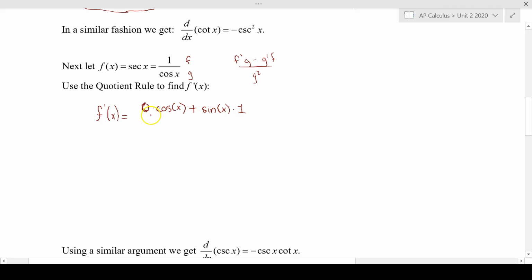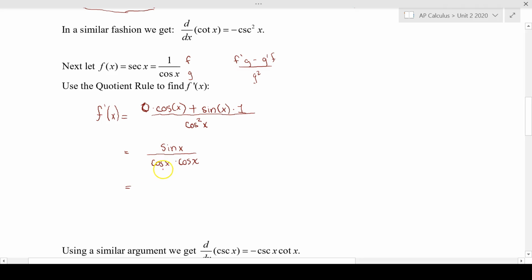So right now I'm just getting sine x on the numerator, and in the denominator I'm going to get cosine squared x. Okay? So, sine x, I'm just going to rewrite this as cosine x times cosine x. And I think that you will be able to take it from here.